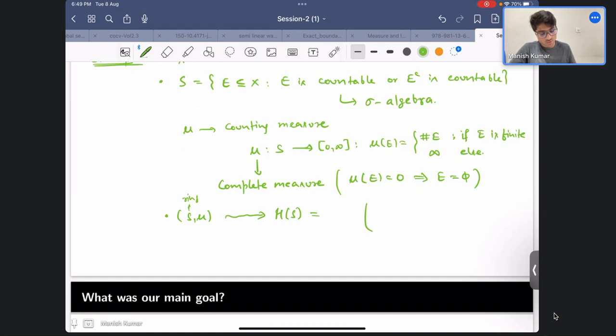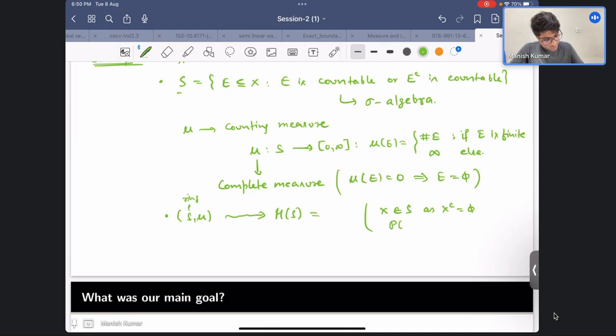No? So see the definition of S. Can you tell me what will be H of S? Can you tell me, does X belong to S or not? Is this true? No, sir. Because X complement is 5. So X belongs to S. As X complement is 5 and this is countable, in fact finite, so it's there. So this implies X belongs to S.